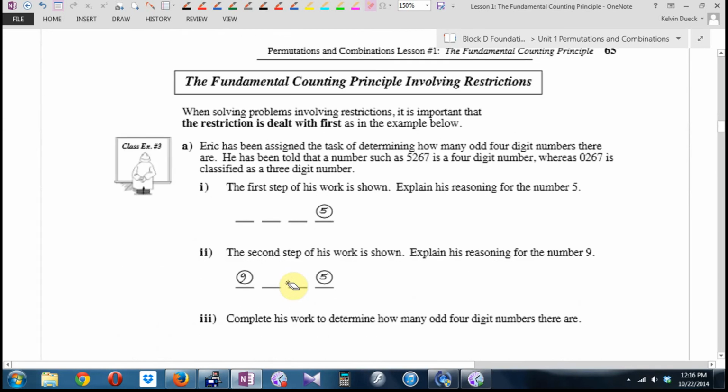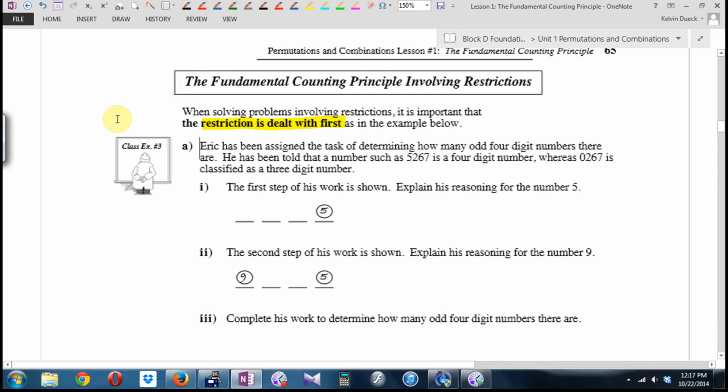Let's get a little trickier. What if I give you a restriction? Whenever they give me a restriction, no matter where that restriction appears in my blanks, I always deal with it first. Even if it's the last blank, I still deal with it first. If it's the first blank, I deal with it first. If it's a middle blank, I deal with it first. Let me show you what I mean.